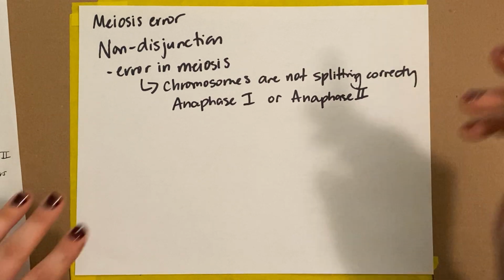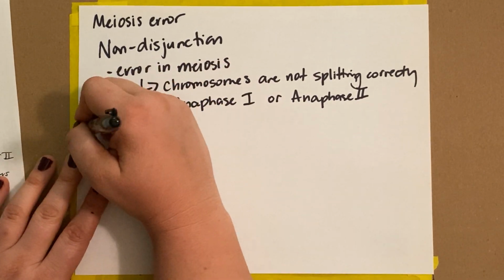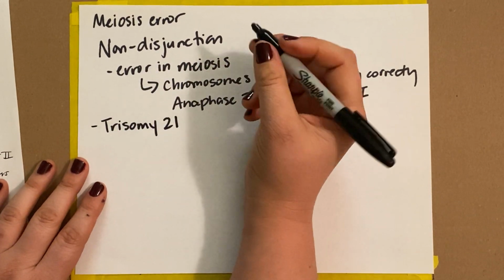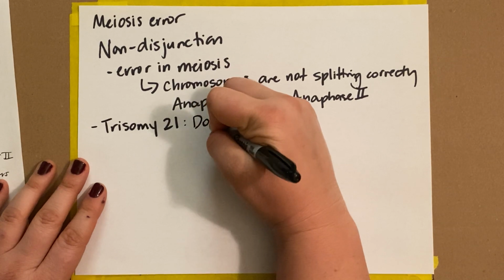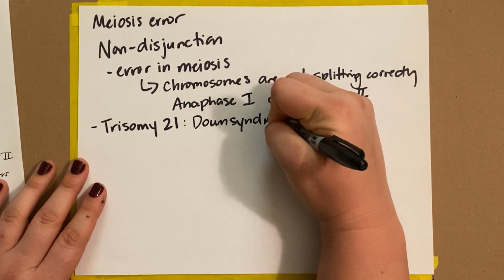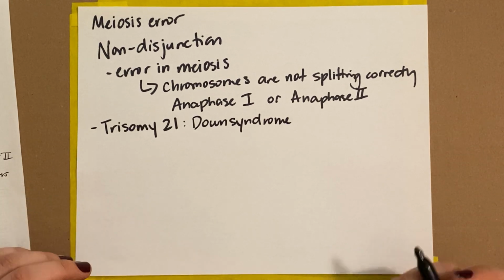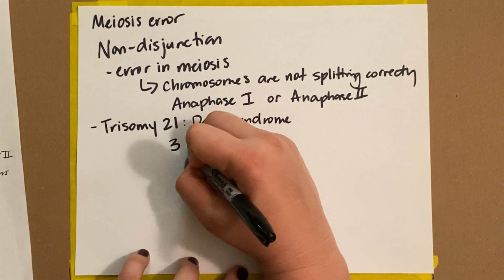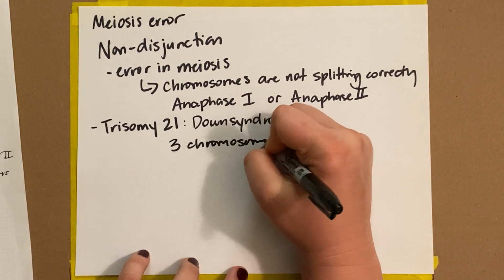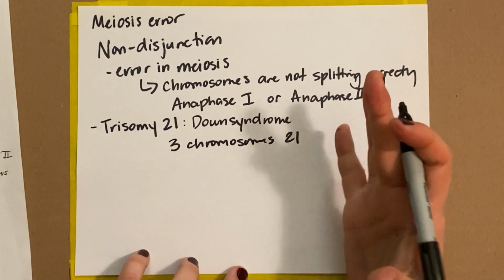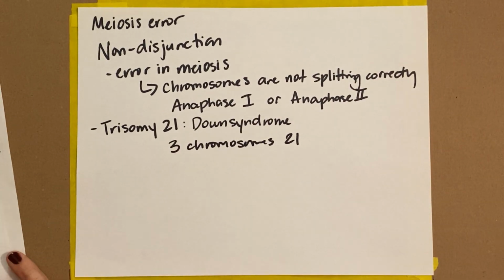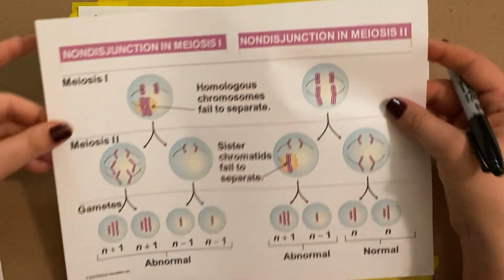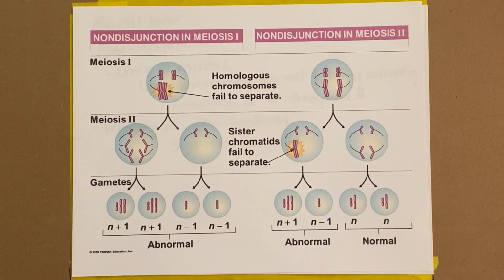Some common abnormalities you have probably heard of. One of them is called trisomy 21, and this is Down syndrome. What happens is that the chromosomes do not split correctly, and you end up having 3 chromosomes 21. So you have chromosome 21, 3 copies of it. It's kind of hard to draw this version, so I'm going to just show you the picture, but this is how non-disjunction takes place.